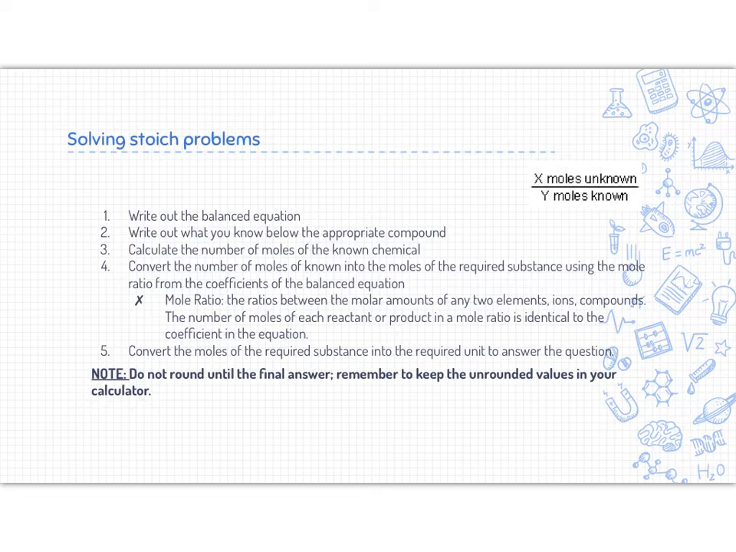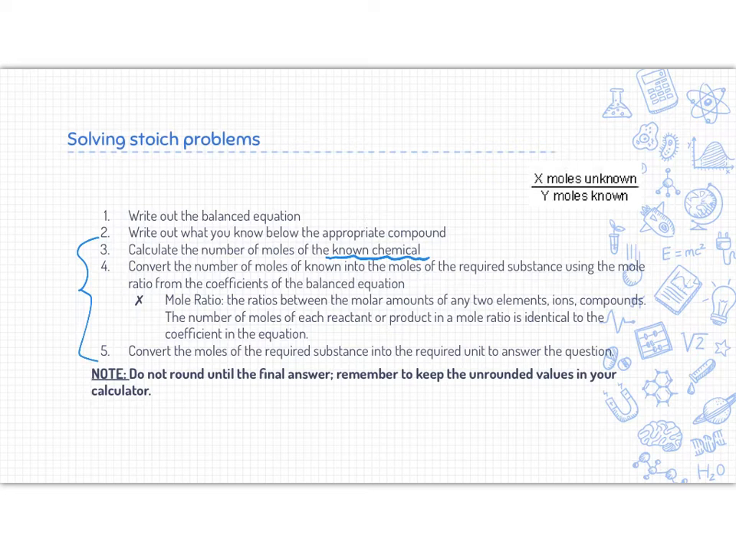To solve a stoichiometry problem, there are 5 steps that we're going to do over and over again. We need to write out a balanced equation, and write out what we know from the question below each compound. We're going to calculate the number of moles of a known chemical. I'll define that in our first example. We're going to convert the number of moles of known into the moles of unknown, which we could call using our mole ratio. And last but not least, we're going to solve the question, converting the moles of that unknown into whatever we're looking for. Note that we're going to use 3 different steps of calculations, so we're going to get 3 answers here.